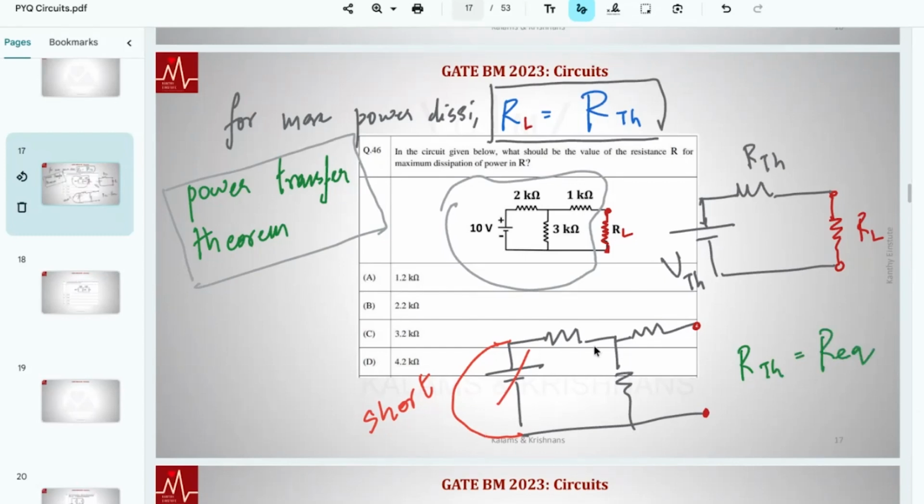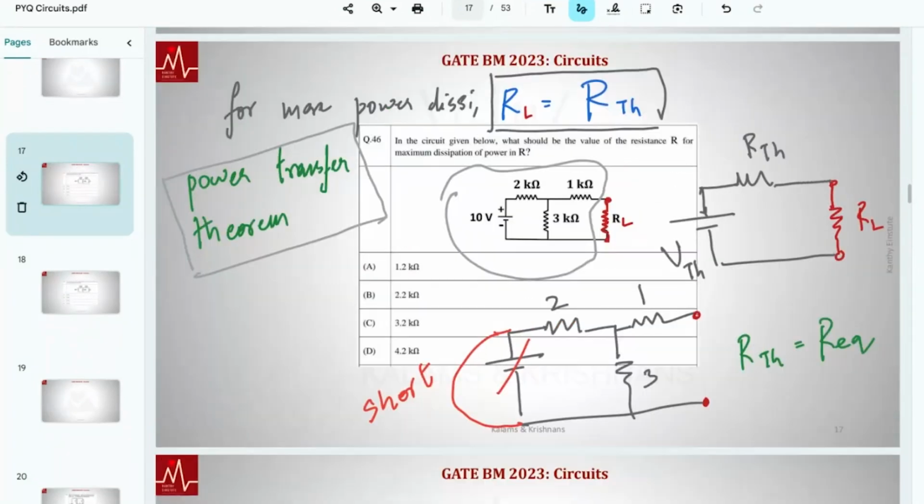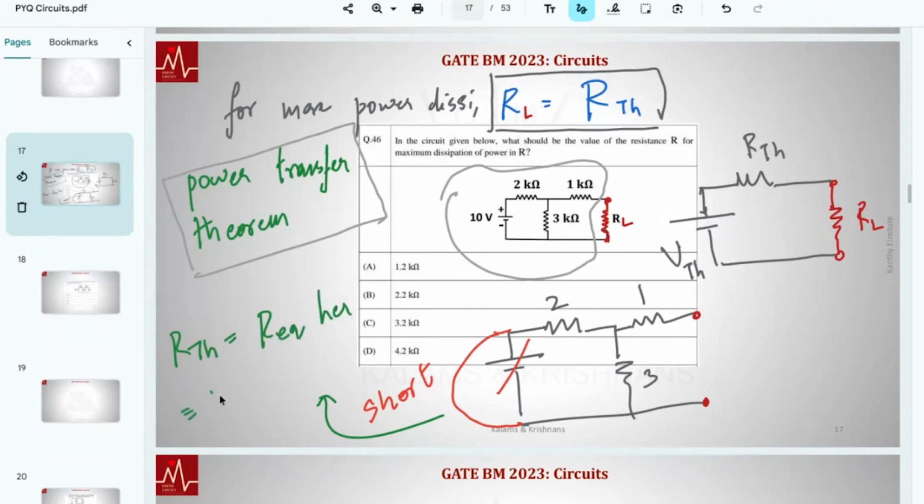Can someone quickly tell me what is the equivalent resistance here? This is 2 and 3 in parallel, that in series with 1. R Thevenin equals R equivalent here. That corresponds to 2 parallel to 3 plus 1 kilo. 2 and 3 in parallel, that is 6 by 5, 1.2. That equals 2.2. So Thevenin is for the rest of the circuit. So I didn't put that RL here.